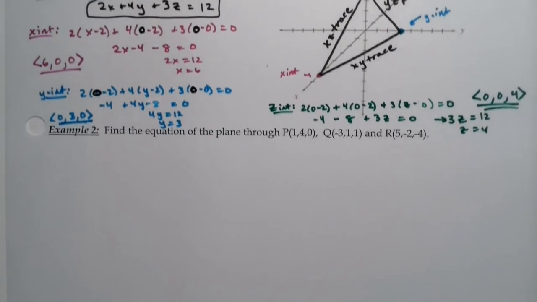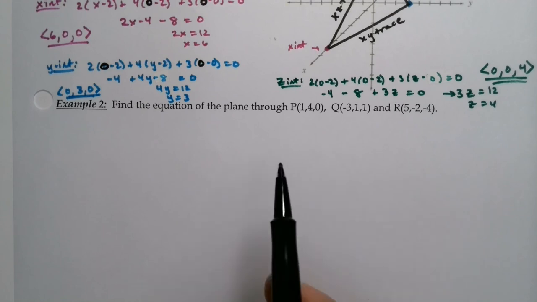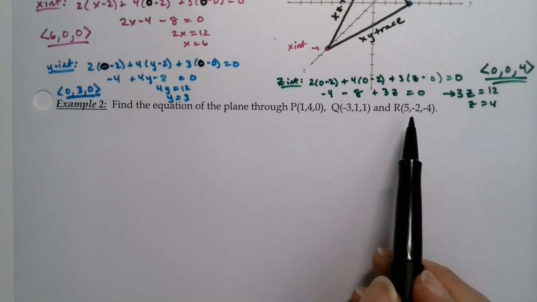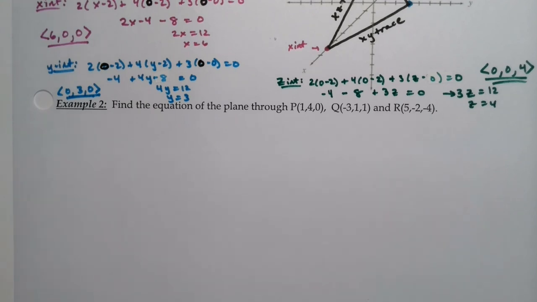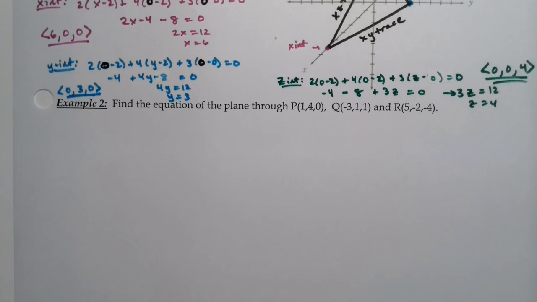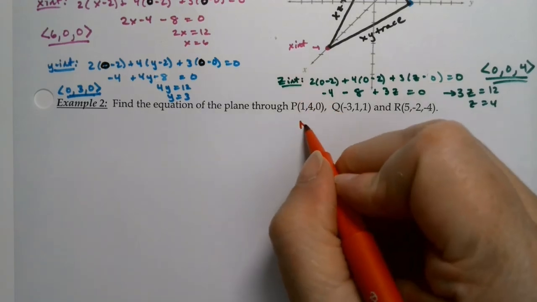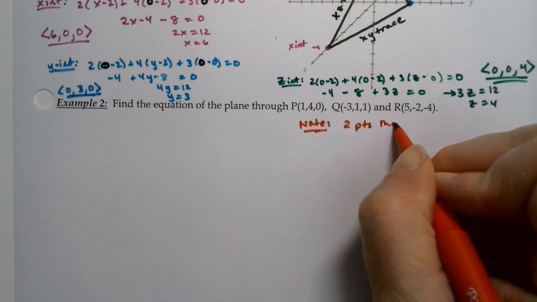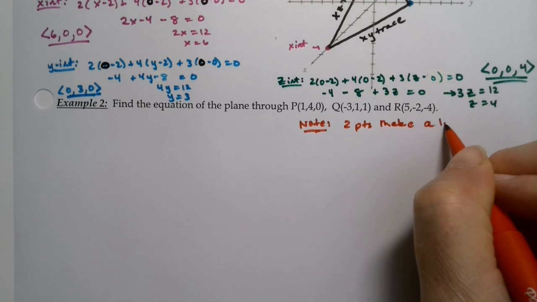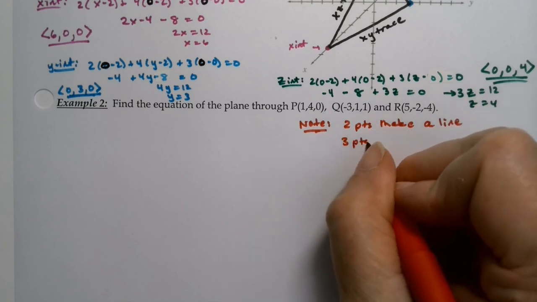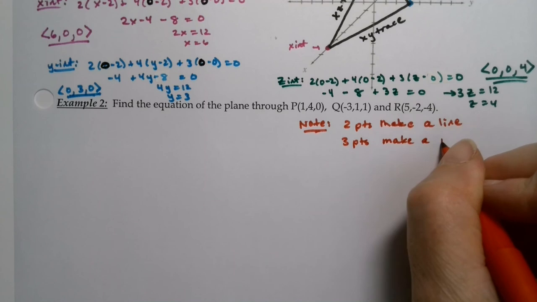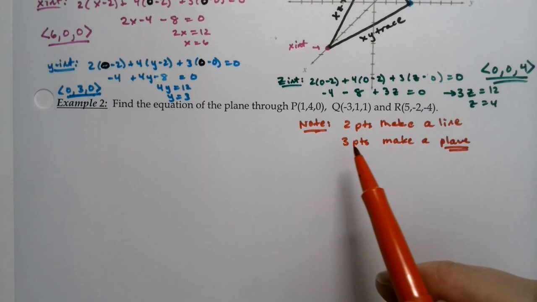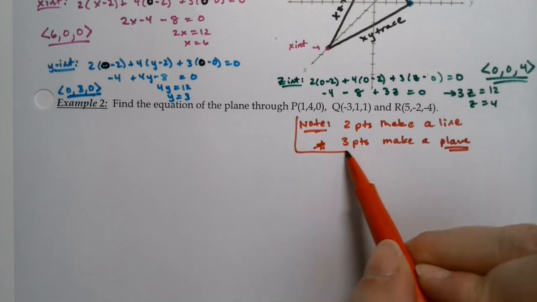All right, let's do this next example before we finish this video up. So we want to find the equation of a plane given the points P, 1, 4, 0, Q, negative 3, 1, 1, and R, 5, negative 2, negative 4. And at this point, it helps to remember a little bit from geometry and algebra. So I just want to make a little note. 2 points make a line, but 3 points make a plane. So when we're given 3 points like this, we should be able to make a plane. That's just a little note on the side.